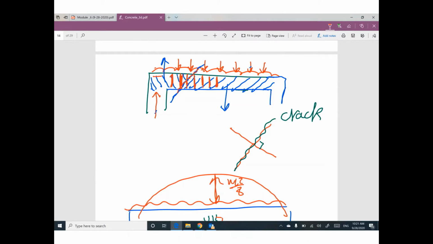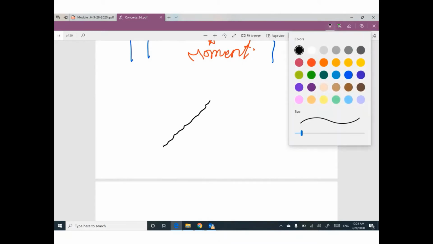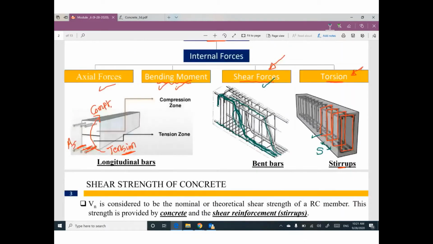One of you will ask me a good question. You told us the cracks of shear look like this, and based on this photo, your stirrups are vertical stirrups.